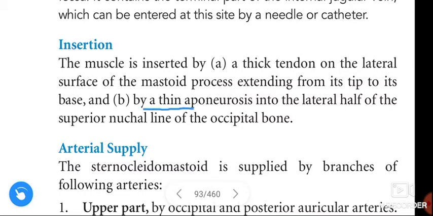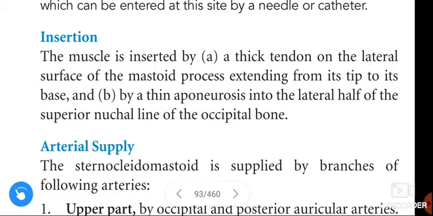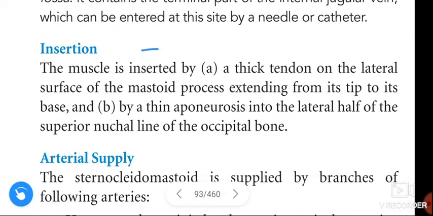And by aponeurosis into the lateral half of the superior nuchal line of the occipital bone. The second thing you have to remember here is the superior nuchal line. For the insertion of sternocleidomastoid, you have to remember two words: first, mastoid process, and the second, superior nuchal line. This is most important here.